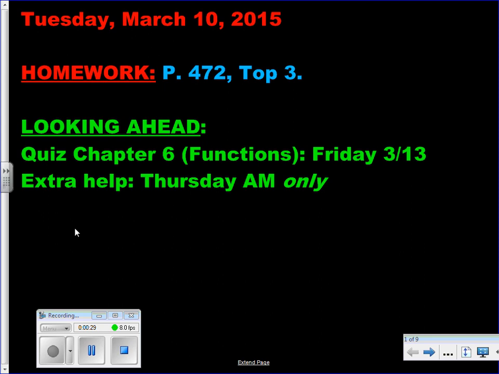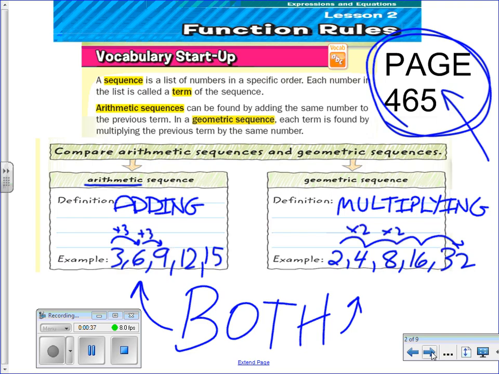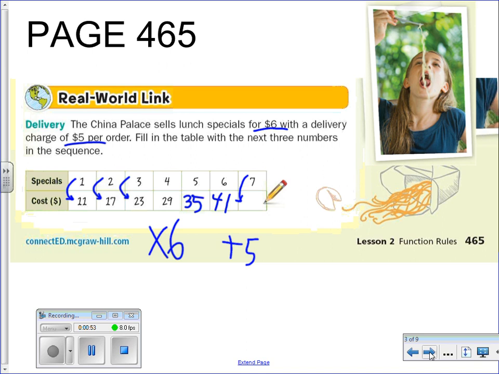The do now today became the homework. So it's the 3 questions on the top of 472. All right. So yesterday we said there's 2 kinds of sequences, one formed by adding and one formed by multiplying. More often than not, we'll have sequences that have both adding and multiplying, or both dividing and subtracting. All right. We did this yesterday.